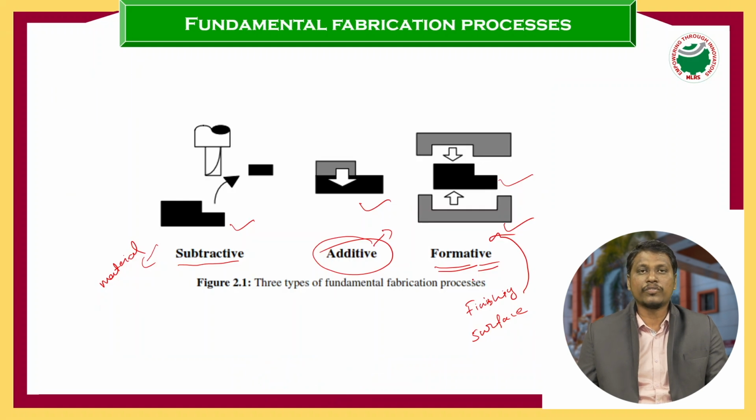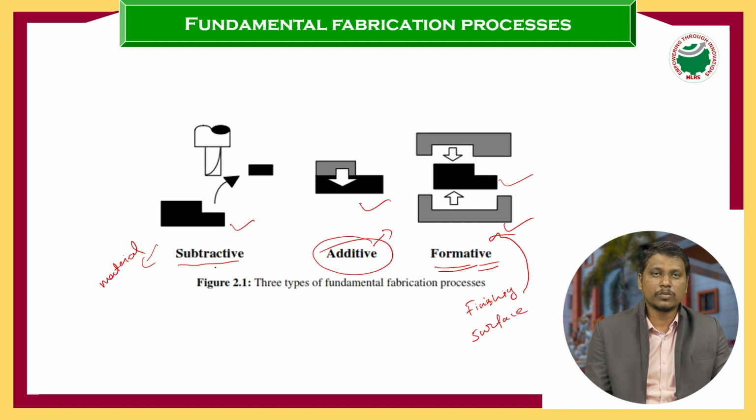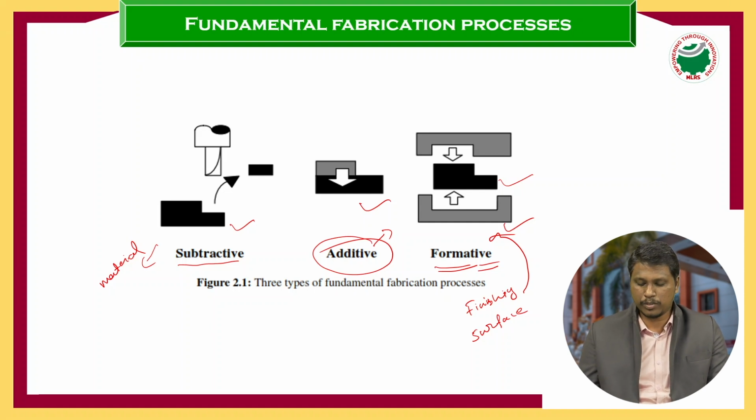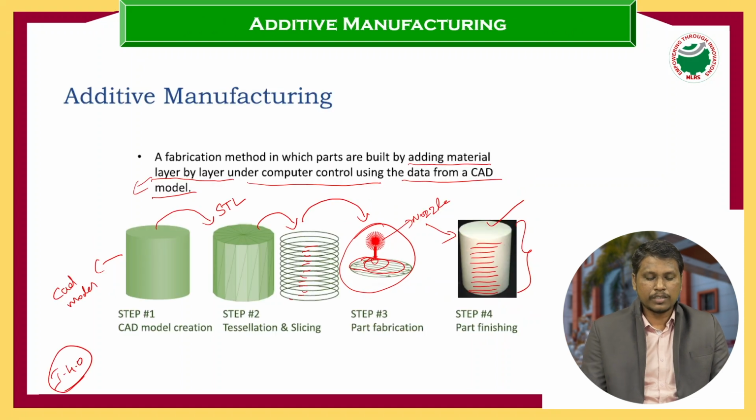Next, I explained the different fundamental manufacturing or fabrication processes. In that, the first one is subtractive, another one is formative, and the last one is additive manufacturing. What subtractive is and what formative is, I explained very well. You can go through it. And the next one is the additive manufacturing definition. Okay, what is additive manufacturing?